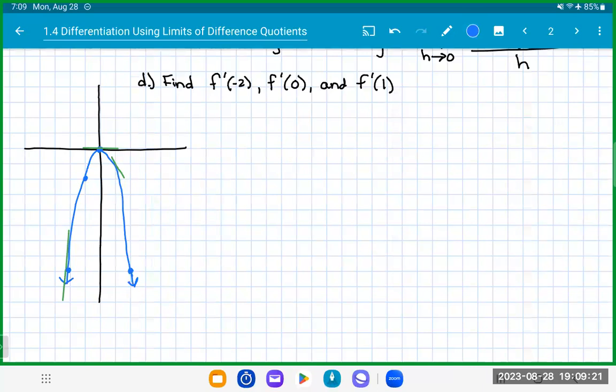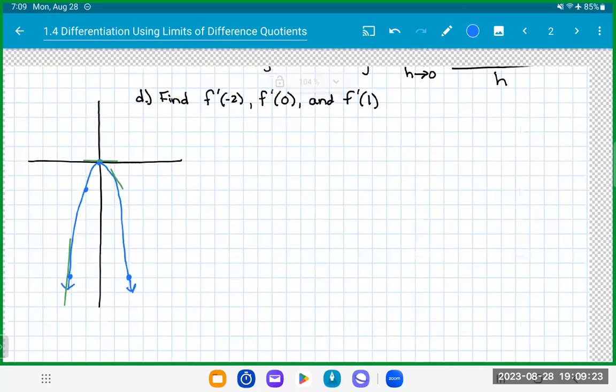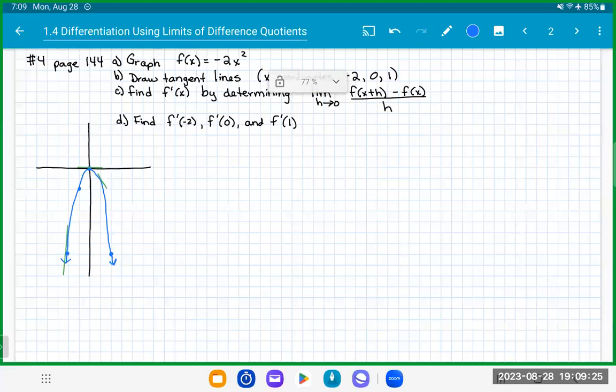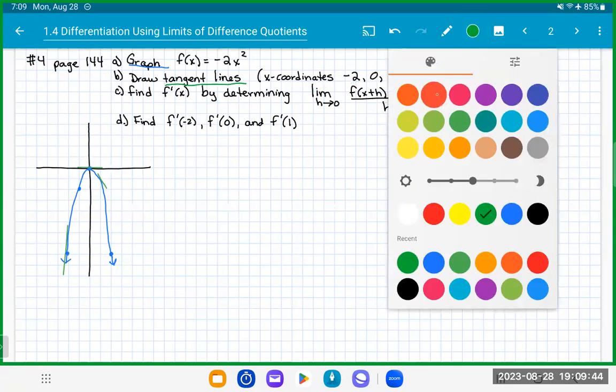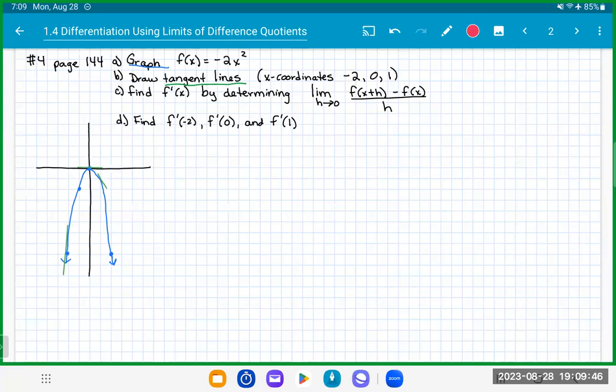All right. So the green there then is our tangent line. So part A, we did the graph in blue. Part B, we did the tangent lines in green. And now we want to determine what is this limit here. So let's go ahead and do that in the red.